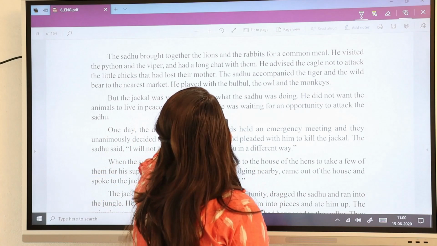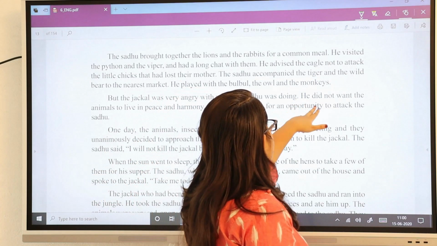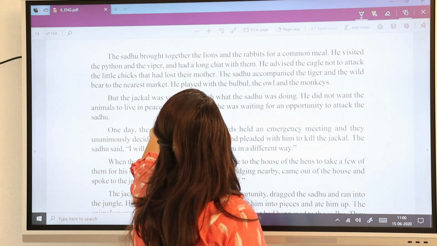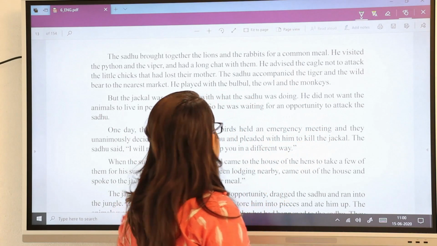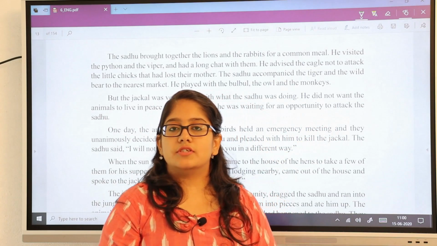The jackal was very angry with what the Sadhu was doing. He did not want the animals to live in peace and harmony. So he was waiting for an opportunity to attack the Sadhu. So what did the jackal do?